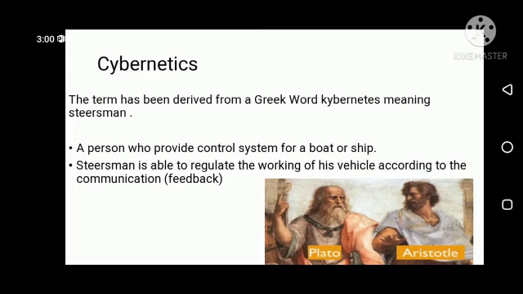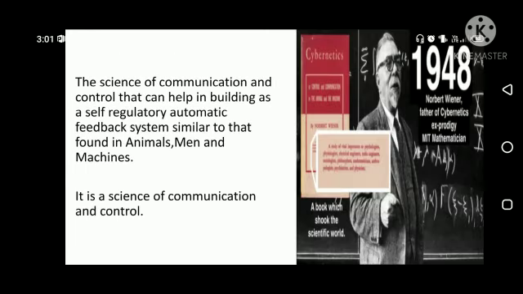The term has been derived from a Greek word kybernetes, meaning steersman. A steersman is a person who provides the control system for a boat or a ship. The steersman is able to regulate the work of his vehicle according to the communication, that is the feedback, which might be provided by the signals he gets. This has been mentioned by Plato as well as Aristotle. French philosophers in the 19th century defined cybernetics as the science of government of a state or a country.